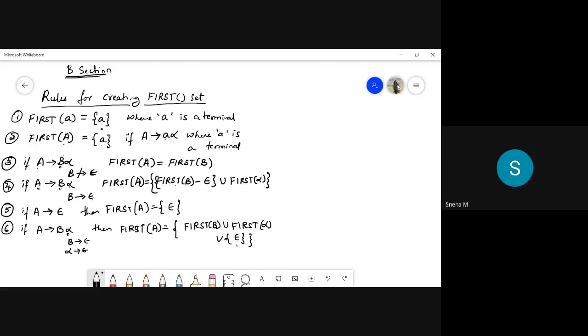Ma'am, is it okay that in rules 3 and 4, alpha does not derive epsilon? In this case, whether alpha derives epsilon or not doesn't matter, because B itself doesn't derive epsilon. So from A, I cannot reach alpha itself. But here, yes, alpha doesn't derive epsilon.